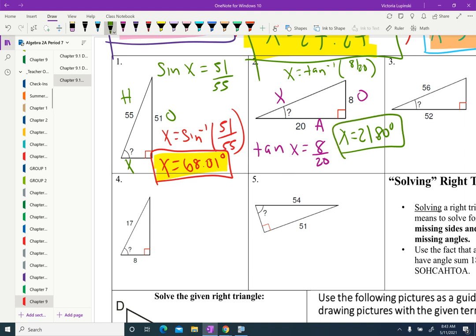So I think this would be a good place for you to pause and try it. So why don't you go ahead and try and see if you can do 3, 4, and 5. See if you can correctly choose sine, cosine, or tangent. See if you can do the correct inverse using whatever your device is. And then we'll go over those answers together.